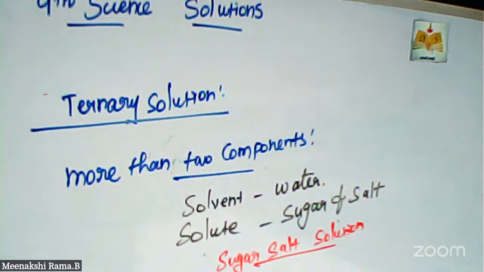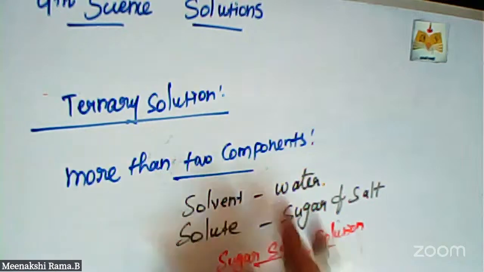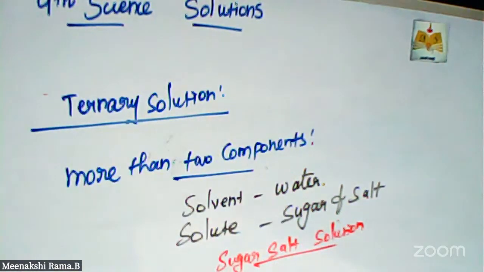So in a loose motion condition or high temperature, in that kind of time we want to take the sugar salt solution, and it will give the energy also. So this sugar salt solution is the example of ternary solution.